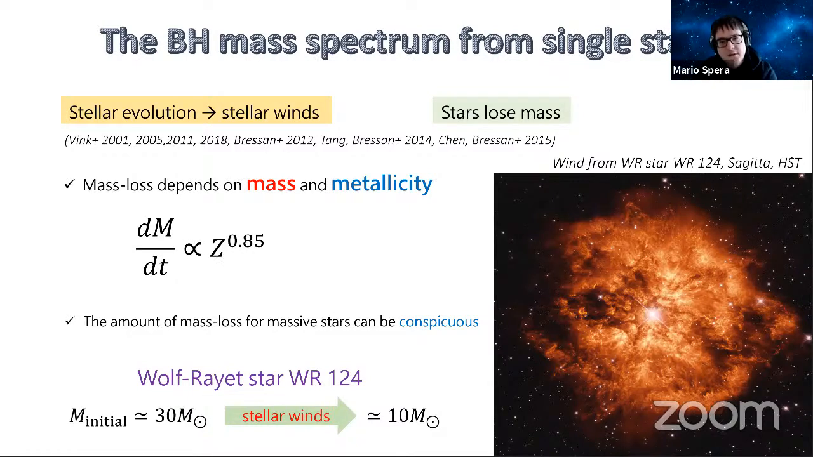It's a 10 solar mass object, but its initial mass had to be very close to 30 solar masses. So the mass loss through stellar winds can be huge, and we know that this depends crucially on the mass of the star and its metallicity. Specifically, metal-rich stars lose significantly more mass than metal-poor stars, and massive stars lose more mass than low-mass stars. So this is the first ingredient.